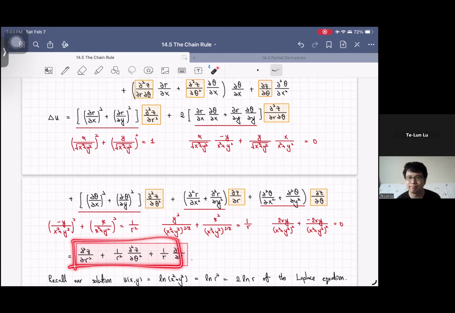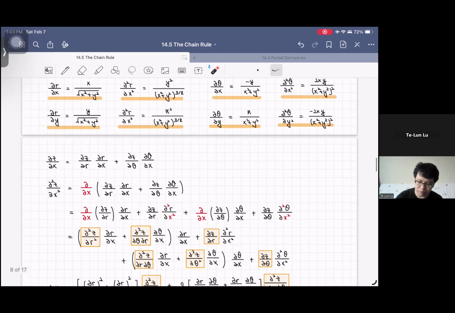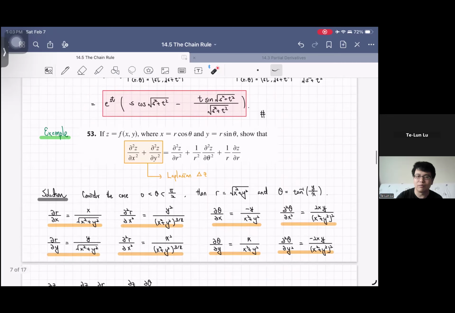formula. Okay, so this is the identity that we desire, which is a very, very beautiful identity that tells you the relationship between a Laplacian in terms of the polar coordinate.